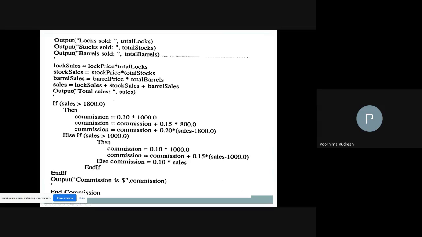And what is the barrel price? Barrel price is equal to 25. And what are the total barrels sold? It is equal to 2. So it is 25 into 2, which is equal to 50. Then how much total sales are we getting?